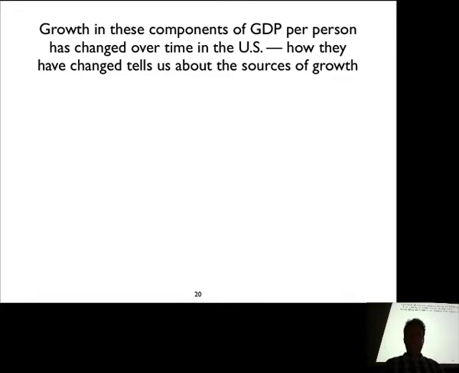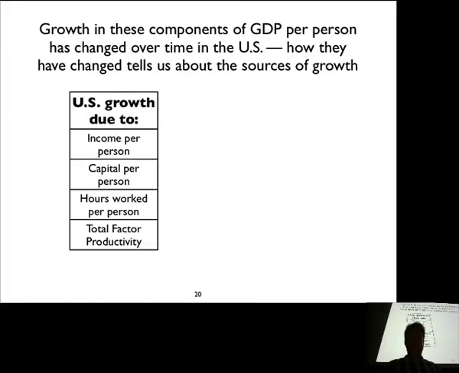Well, let's look at these components over time in the United States. How they've changed tells us some stories about the sources of growth. So we're going to divvy it up into these different components. The very top row is income per person. Then we're going to look at growth in the components: capital per person, hours worked per person, and total factor productivity. These are after the weights are in there, so they should all sum up to the top row.